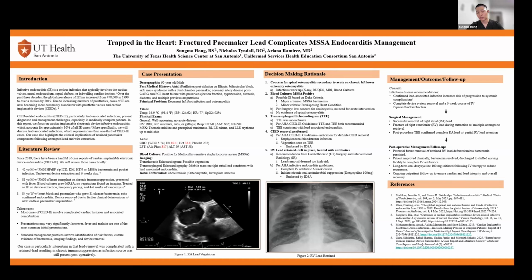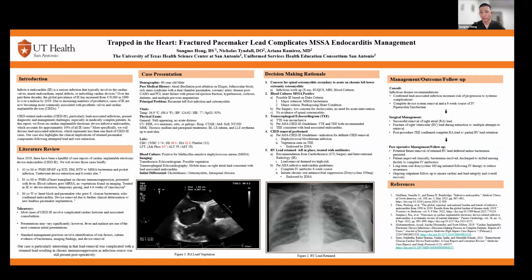And so after that, we did additional image workup. We got a transthoracic echocardiogram, and that was inconclusive. And so we ended up getting a TEE, which is a transesophageal echocardiogram. And if you look at figure 1, you're able to see the right ventricular lead vegetation. So that's where the possible source of infection was coming from.